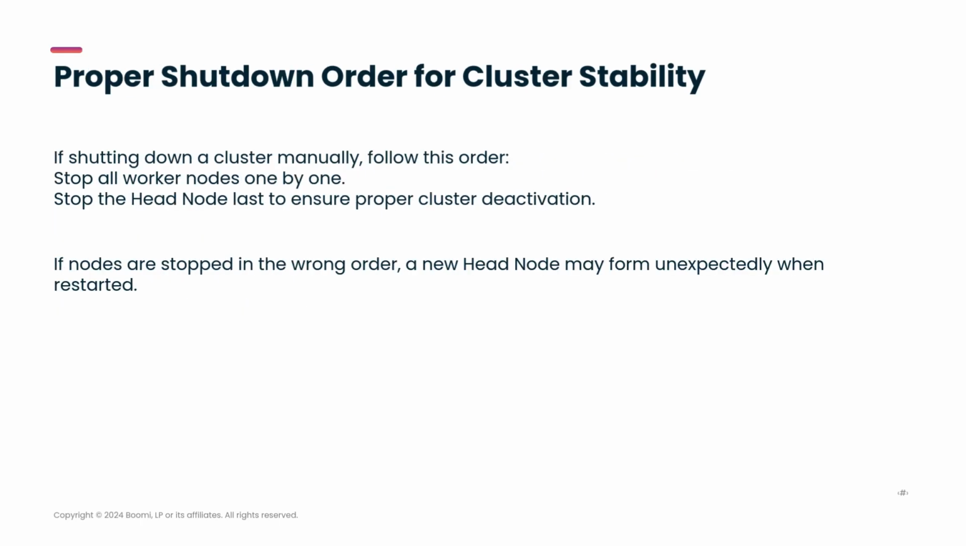Just as important as startup is how you shut down a Boomi molecule. To prevent confusion on the next restart, follow the shutdown order. Stop all worker nodes first, one at a time. Then shut down the head node last. This ensures that when you restart, the first node to come online will correctly assume the head node role, preventing unexpected behavior.